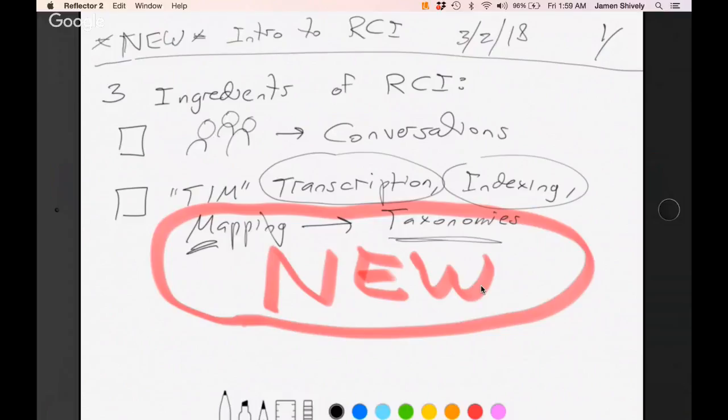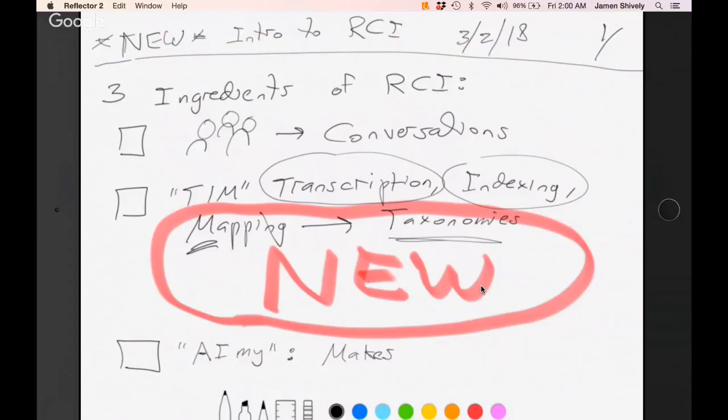All right, and this turns out to be quite profound, especially in the face of the third ingredient, which we have a different acronym for, which is AIMY, which is my artificial intelligence, but we use the acronym AIMY, right? We like to kind of personify these. So you got Tim and AIMY. So if Tim does transcription, indexing and mapping, what does AIMY do? AIMY is the artificial intelligence. Think of her like an executive assistant. And what she does is she makes connections.